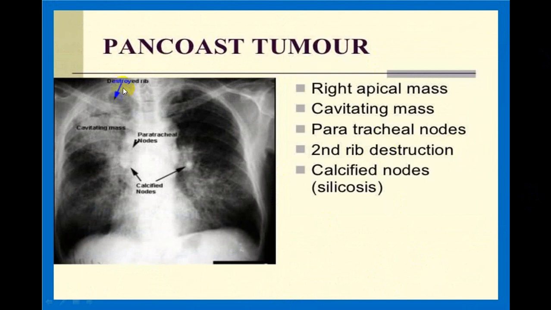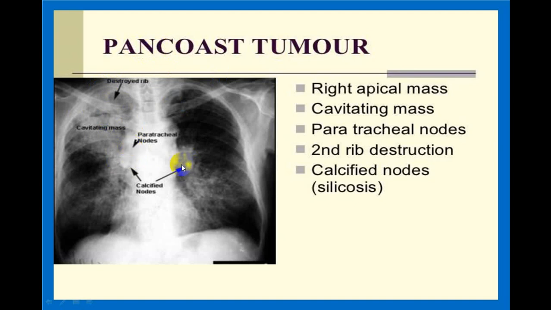Now here, if you look, there is some shadow here, and that shadow has destroyed this rib, and there is even cavitation. Now you can see there is a cavity formation, and here this is a trachea, and in this paratracheal area there is a dense opacity. So this is a malignancy. We call that the Pancoast tumor, or a right apical lobe tumor, that is producing a secondary metastasis here. So this is a paratracheal mass.